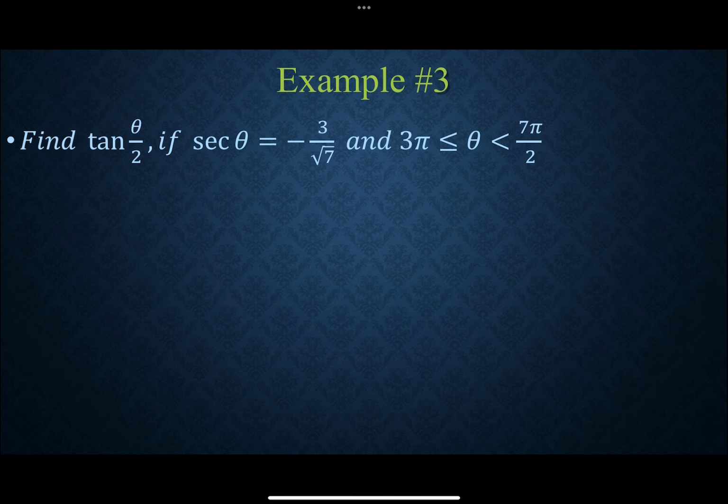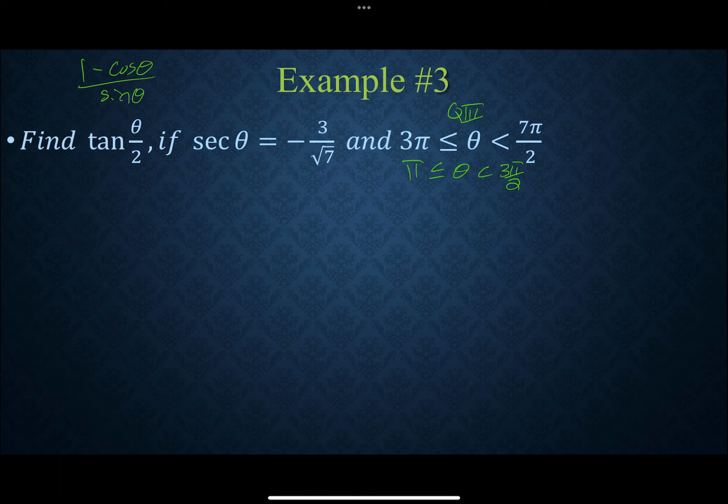Okay, so for our last example here, we are trying to find the tangent's half angle. We're given secant is negative 3 over root 7. We're told theta is between 3 pi and 7 pi over 2, which means it's equivalent to being in between pi and 3 pi over 2, so theta is operating in quadrant 3. We don't need to worry about the half angle quadrant because for tangent, we're not going to use the plus or minus formula. I'm going to use the 1 minus cosine theta over sine theta. That way I can avoid having square roots inside square roots. I can avoid worrying about the plus or minus, and it's a little more straightforward for the problem.